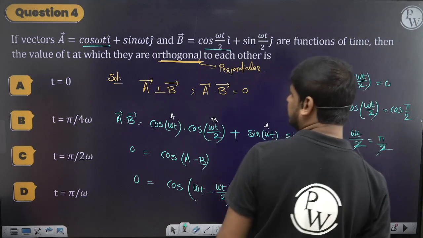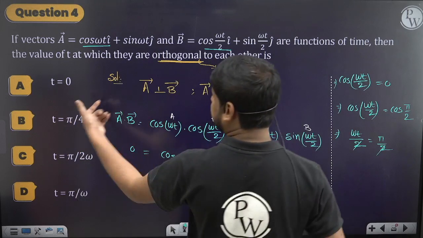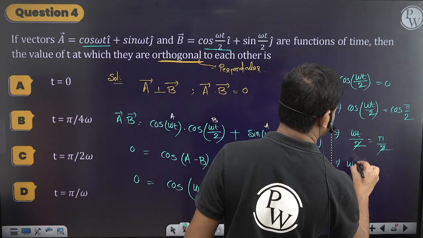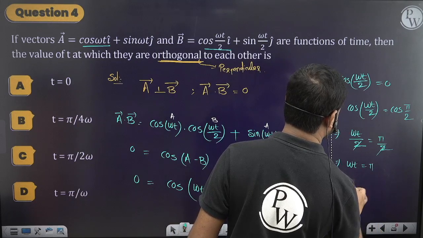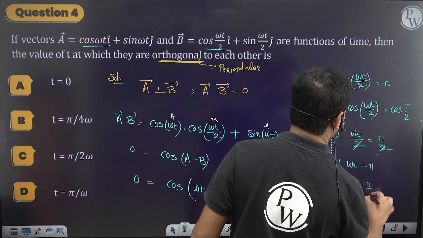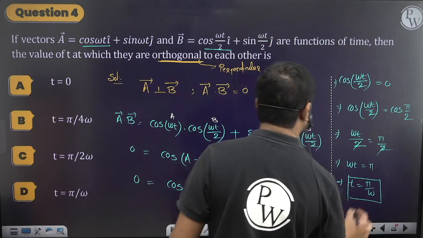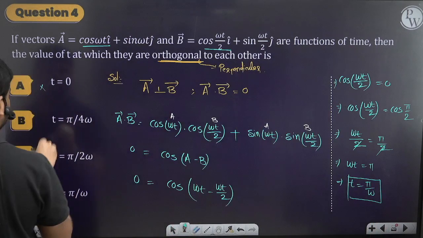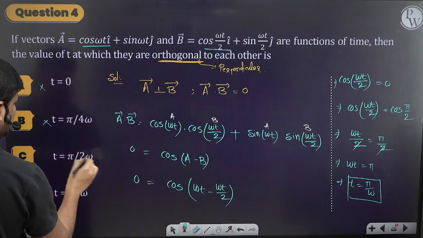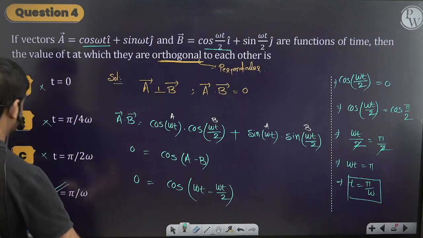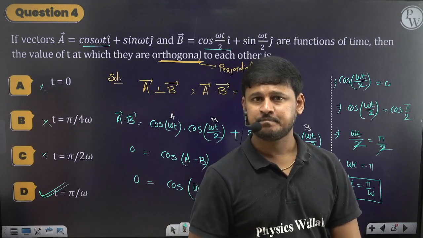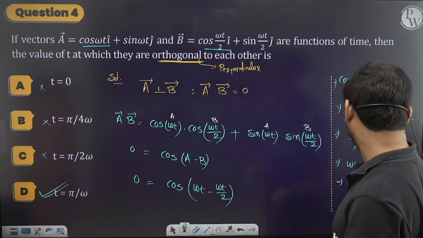So what do I require here? I require time. So omega t is equal to pi. From there, t is equal to pi by omega. Among the options, pi by 4 omega, pi by 2 omega, pi by omega, it is option D. Clear? Understood, guys? Let's move further.